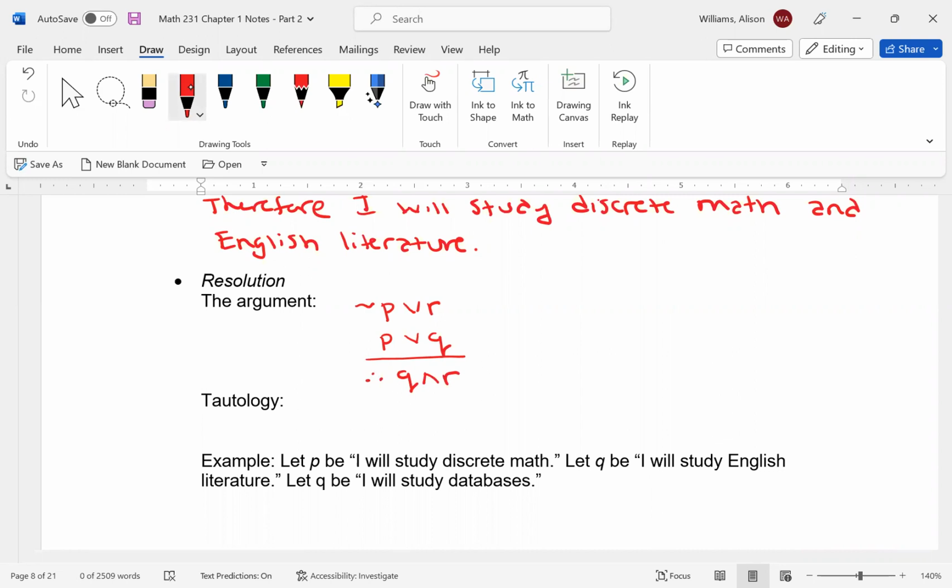Okay, so we're saying P doesn't happen or R happens. We say P happens or Q happens. So what's going to happen is because those two first statements end up being kind of contradictory, we end up with the latter two happening. So here's how the tautology looks, not P or R, and P or Q. So that gives us Q or R.